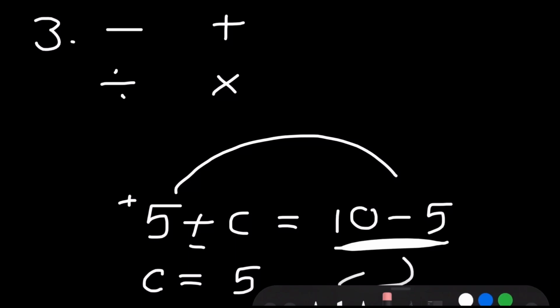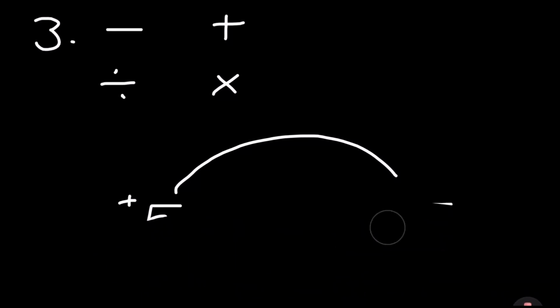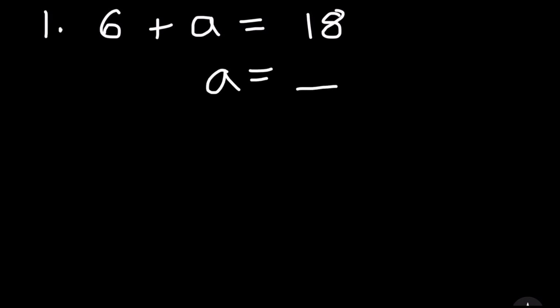I hope that explains the 3 major rules of algebra. Now I'm going to give you a few examples of equations which you can solve yourself. Because I gave you an example, I'm going to write 3 questions on the screen. You pause the video and answer them, and then after 5 seconds, I will be writing down the answers. So question number 1 would be 6 plus A equals to 18. You have to find out what A equals to. So A equals to what?